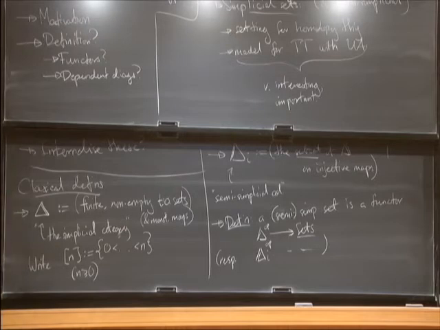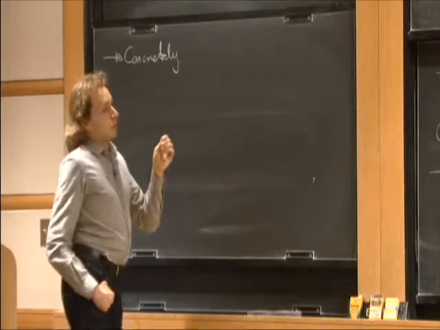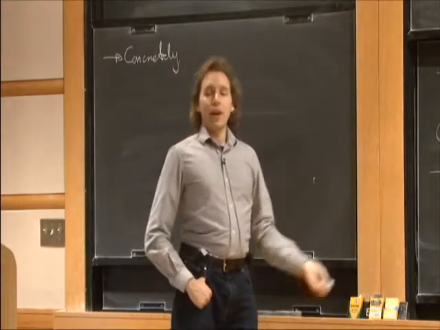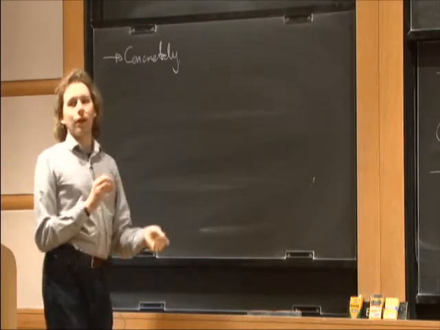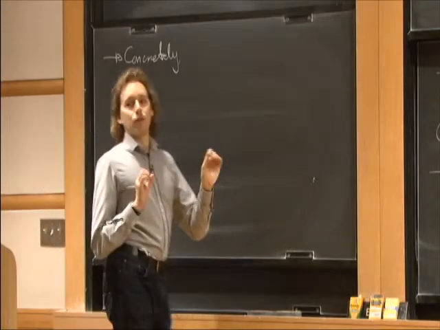So, if we've got a simplicial or semi-simplicial set, what does it look like, and why is it reasonable to think of it as some kind of space, some kind of geometric or topological object?